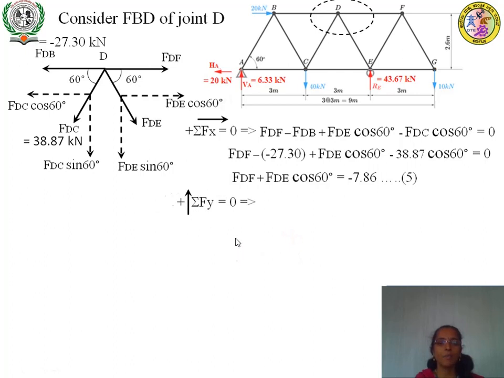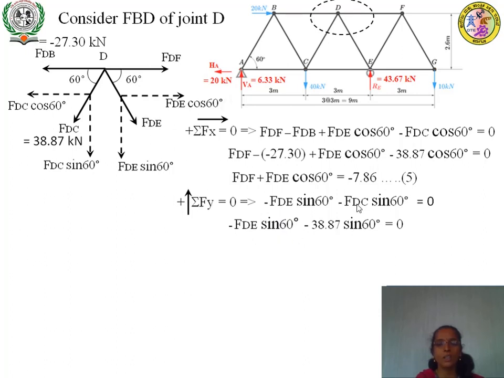Next, let us apply sigma Fy equals 0. That implies minus FDE sin 60 minus FDC sin 60 equals 0. You know the value of DC. So minus FDE sin 60 minus 38.87 sin 60 equals 0, from which you can obtain FDE as minus 38.87 kilonewton. Minus indicates it is under compression.